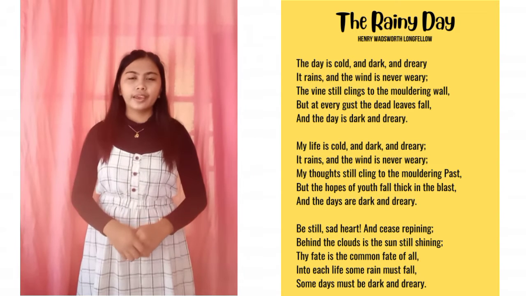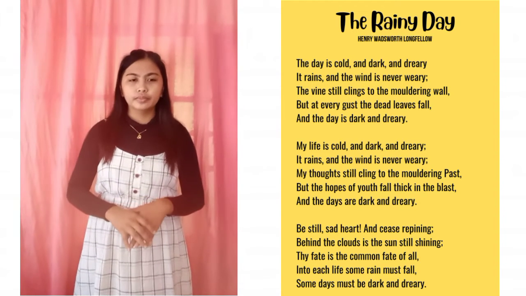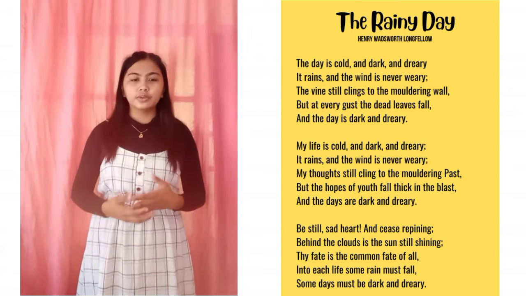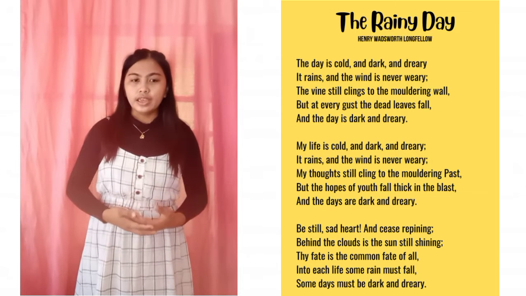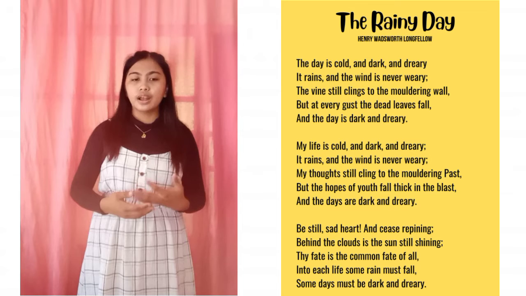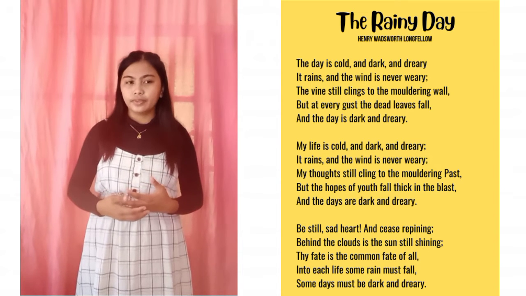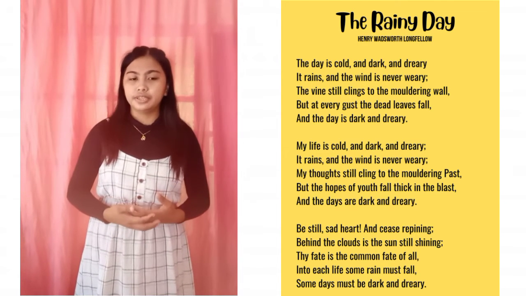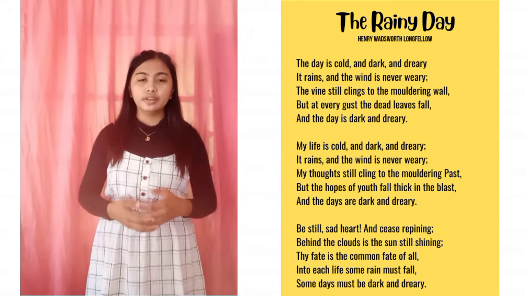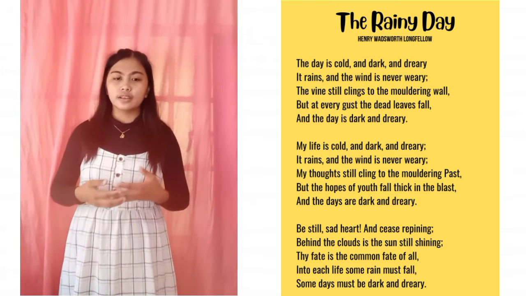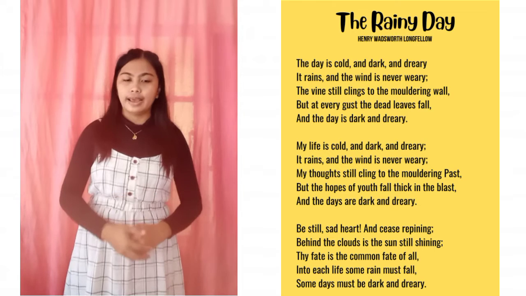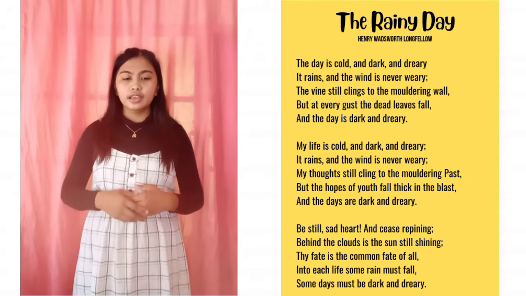Very good. Okay, I will read again the poem for you. The Rainy Day. The day is cold and dark and dreary. It rains and the wind is never weary. The vine still clings to the moldering wall, but at every gust the dead leaves fall, and the day is dark and dreary. My life is cold and dark and dreary. It rains and the wind is never weary. My thoughts still cling to the moldering past, but the hopes of youth fall thick in the blast, and the days are dark and dreary.